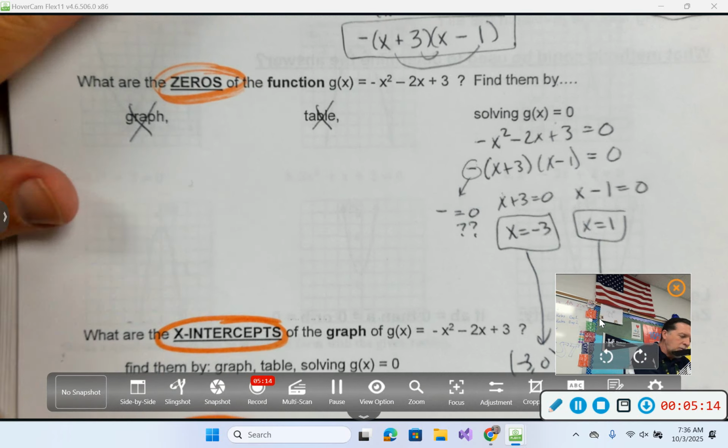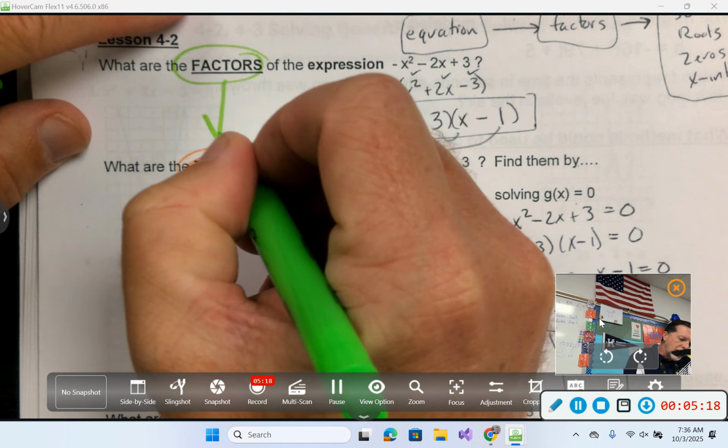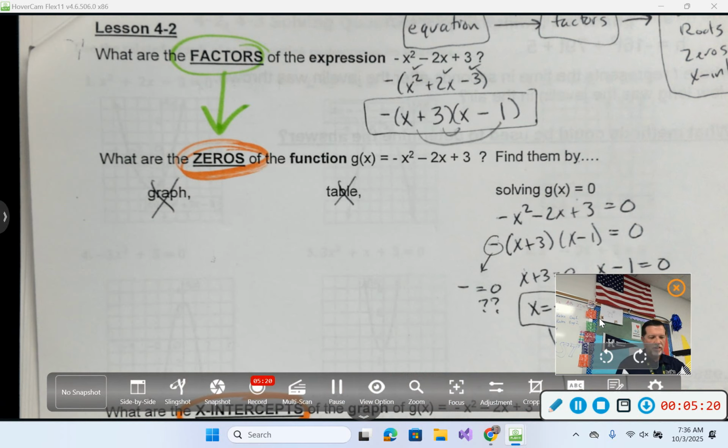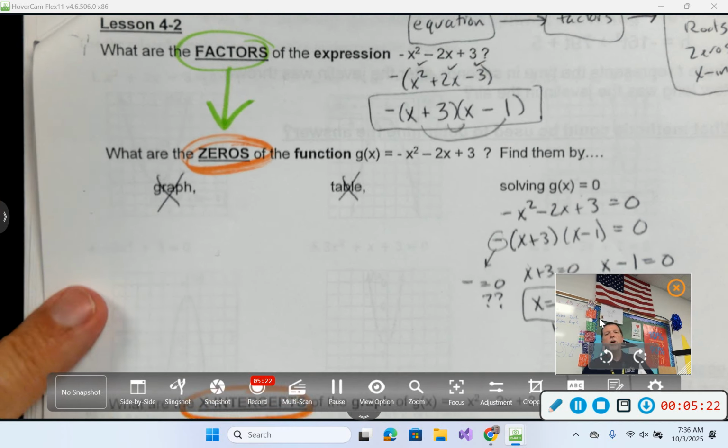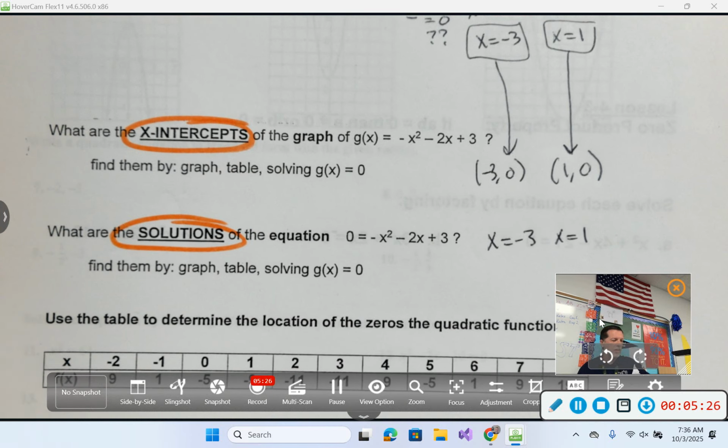And I guess I should be careful. Factors aren't exactly the same thing, but factors lead to the zeros and the x-intercepts and the solutions, because those are all the same thing.